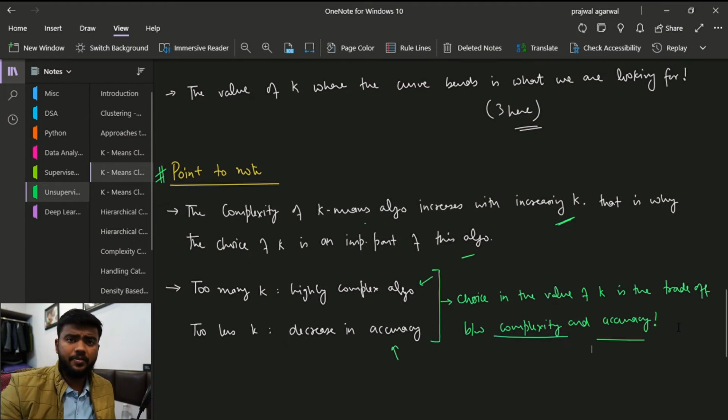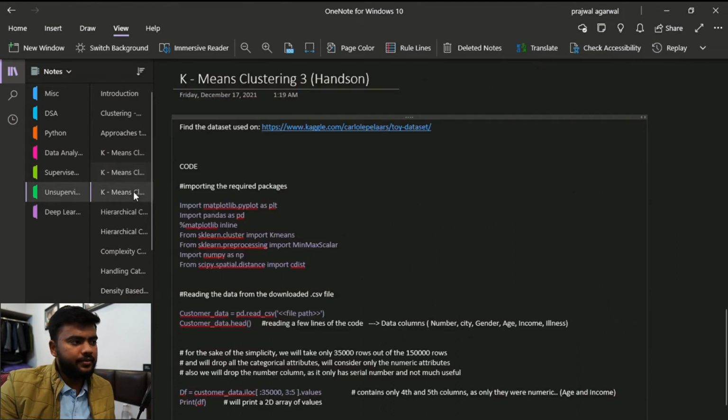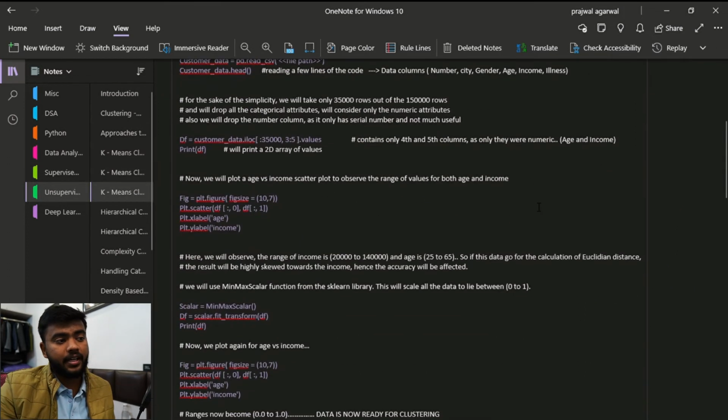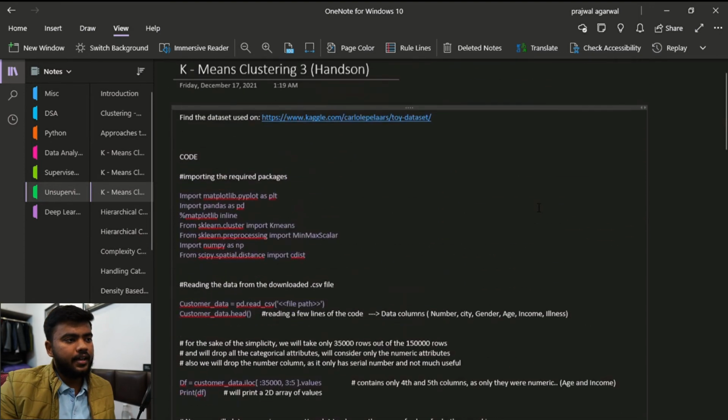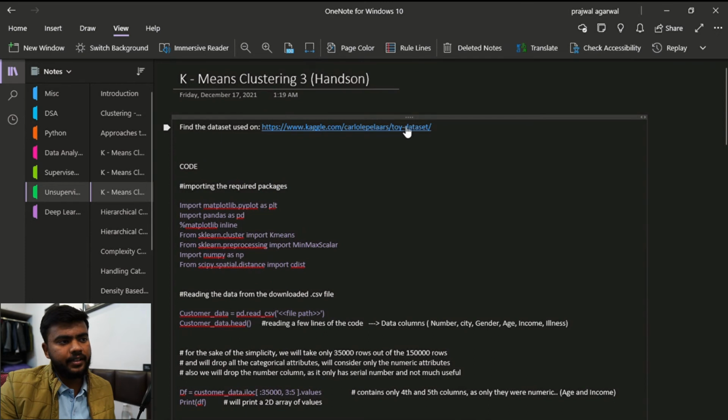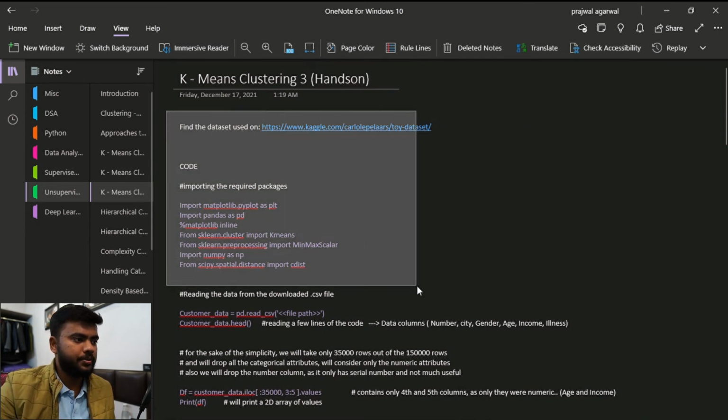So this was about k-means clustering. We have seen how the algorithm works. We have seen how choosing the number of clusters affects our algorithm. We have seen how to get the optimum number of clusters. The next thing that I have on k-means clustering is the Python implementation, and I will find a way to share this code through the YouTube description.